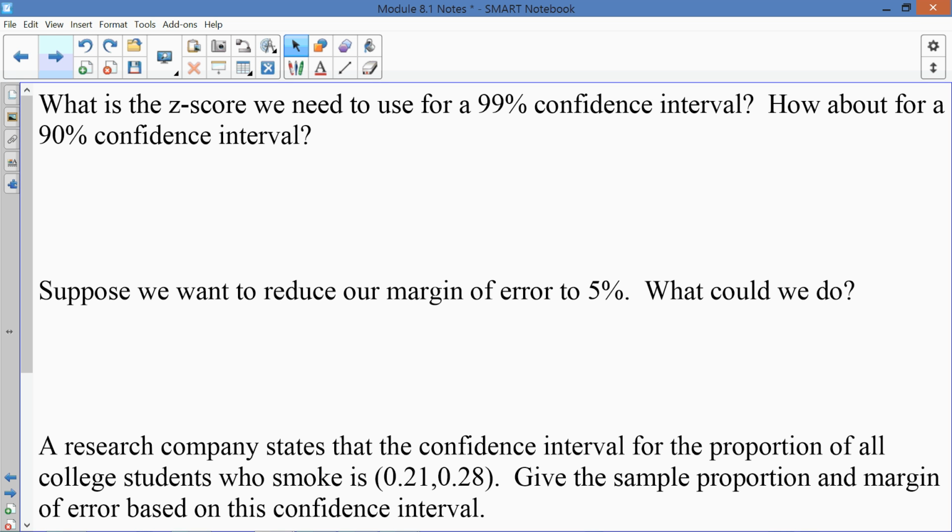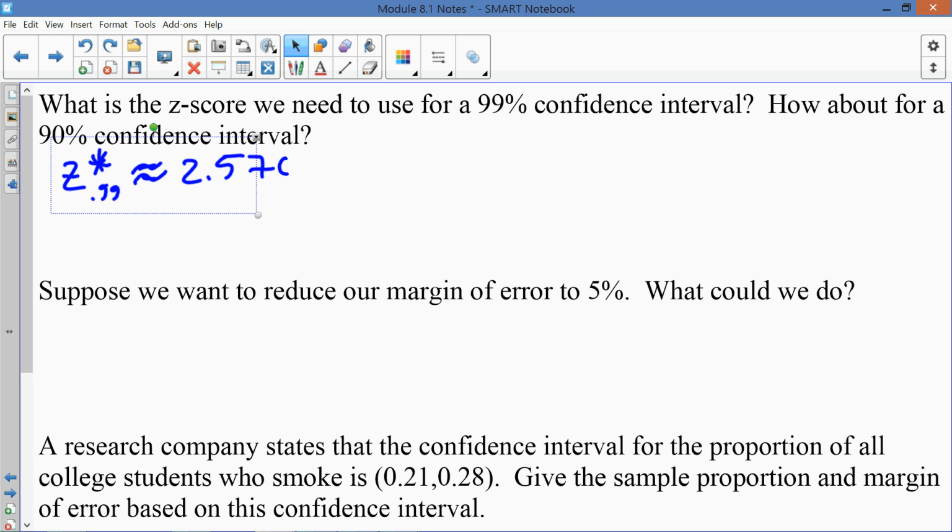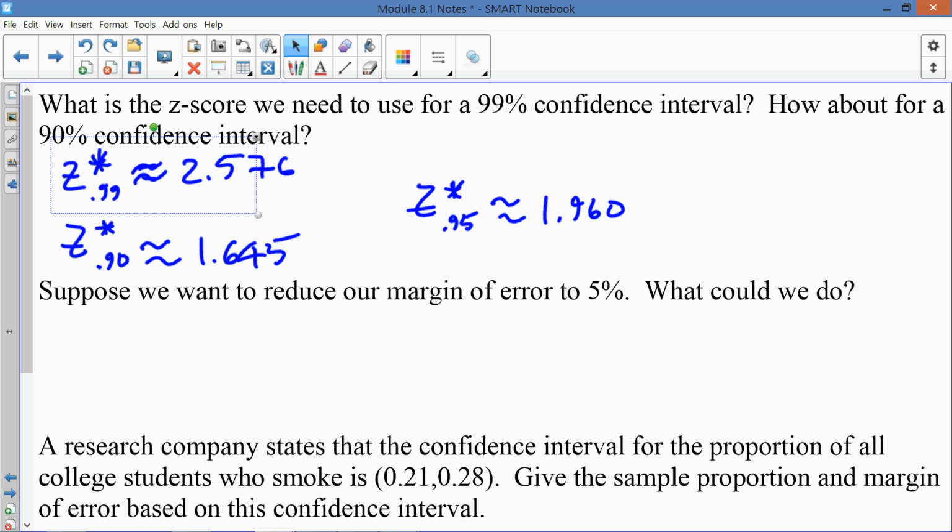All right, so the z-score for the 99% confidence interval is z star. Sometimes we write 0.99 down below it, and that's approximately, as I said before, 2.576. This is on OLI. Z star for 0.90 is approximately 1.645, and the Z star for 95% confidence is approximately 1.960, so 3 decimal places.